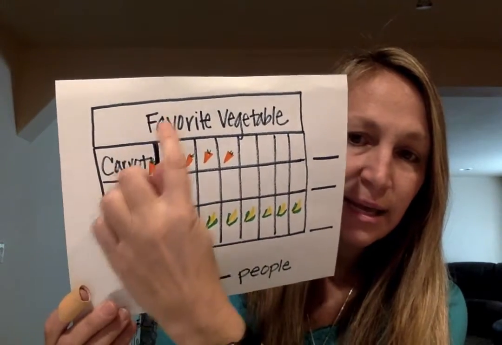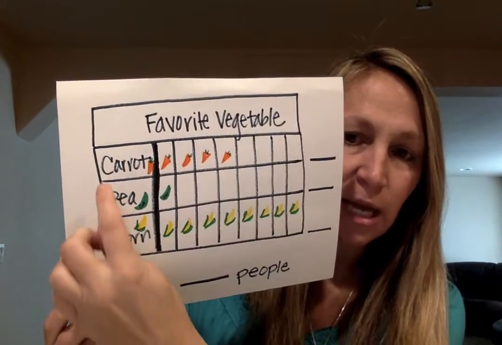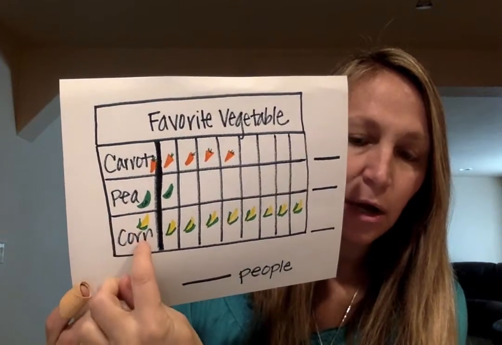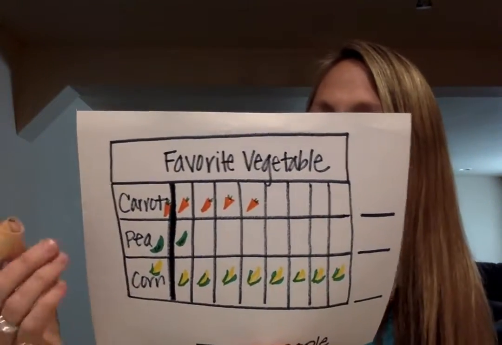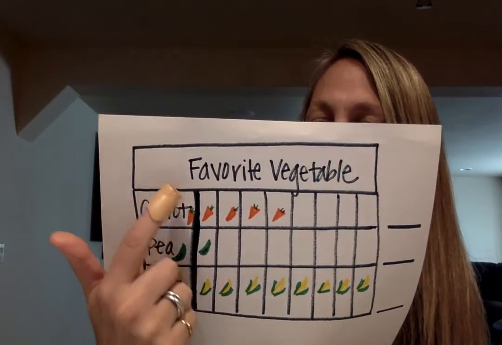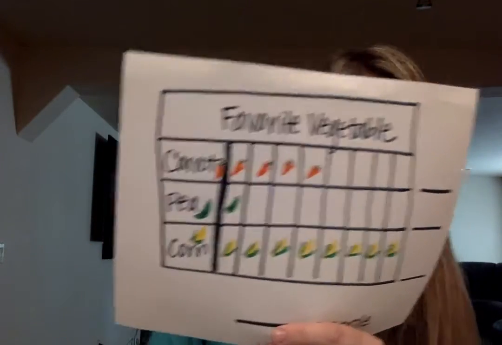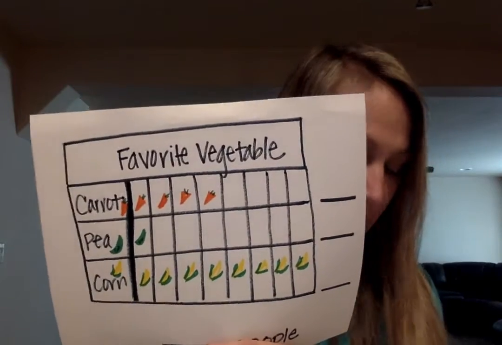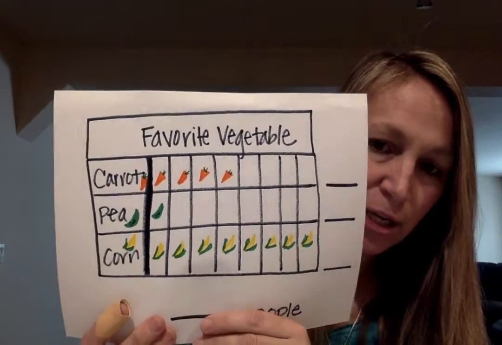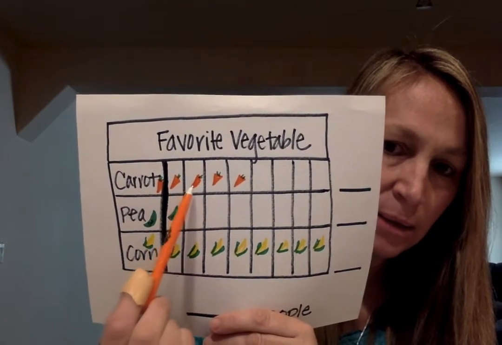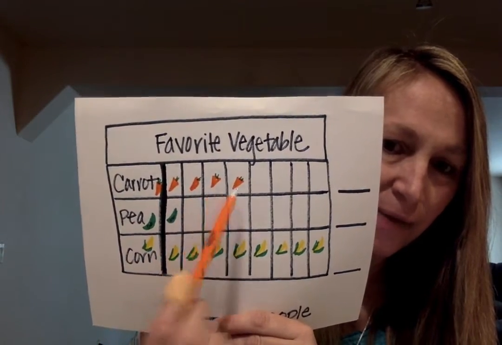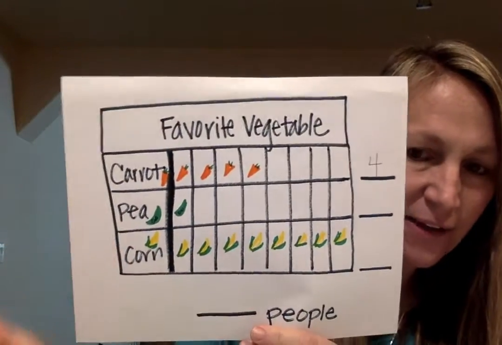Now, this says favorite vegetables, and you have carrot, pea, corn, and then down here number of people, which we'll deal with next. Now notice that the carrot on the side that says carrot is not going to be counted when we count favorite vegetables. So the first row, let's count favorite carrots. 1, 2, 3, 4. So we would say 4 people chose carrot as their favorite.